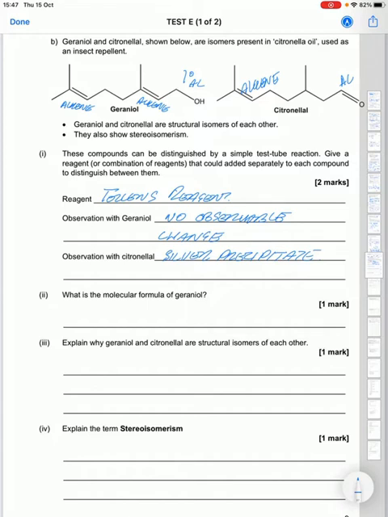The molecular formula, it's just counting up the carbons, hydrogens and oxygens, is C10H18O. Why are they structural isomers? So this is the definition that we need to put down. So it has the same molecular formula, but a different structural formula.